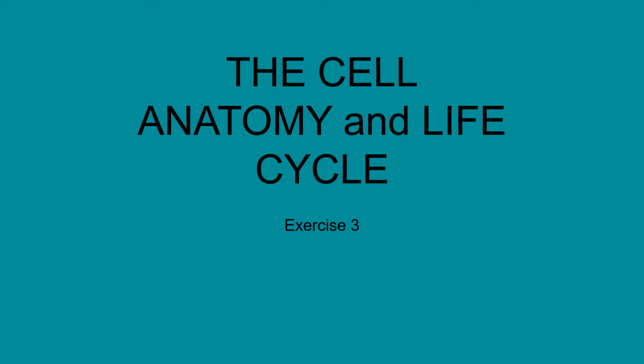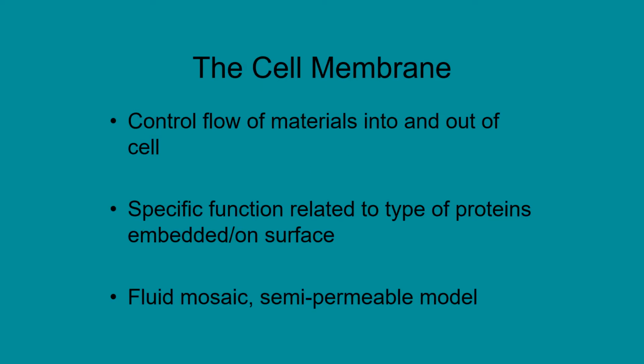Hi, exercise 3 deals with the cell anatomy as well as the cell life cycle. First thing to look at is the cell membrane or the plasma membrane. You can use either term. This is the membrane that separates the internal parts of the cell from the external environment. It's going to help control the flow of materials into and out of the cell. It's very specific on what can move in and out.